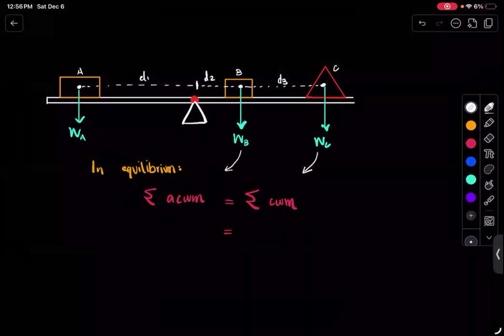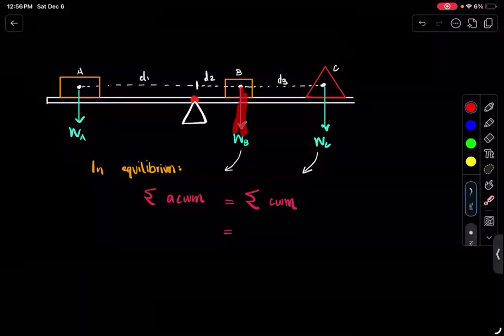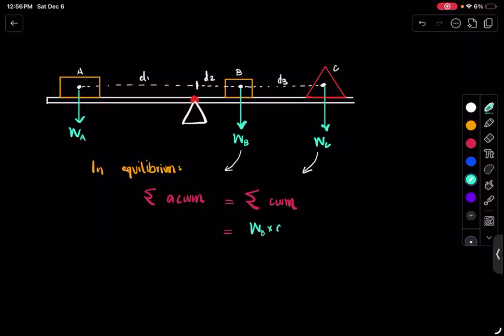Okay. Now for clockwise, what is the distance of this weight from the pivot? That's going to be WB times D2, plus what is the other moment that is going to make you turn in a clockwise direction? It is this, right? C is going to make you turn in a clockwise direction as well. But what do I write for the moment? It's going to be the force multiplied by the distance. WC multiplied by D3. No, it's not going to be D3. It's going to be D2 plus D3, right?